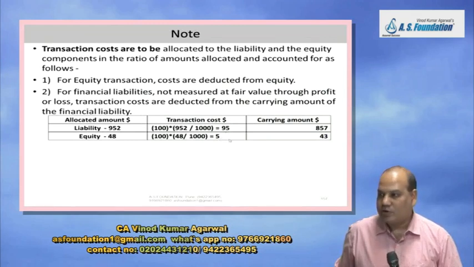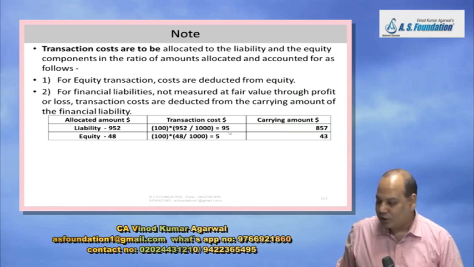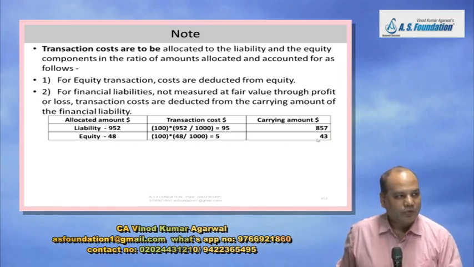Have you checked or just said yes, yes? After this, the value of your liability in the books will become 952 less 95, which is 857. Opening balance of liability will become 857 and equity will become 43. Is it right?